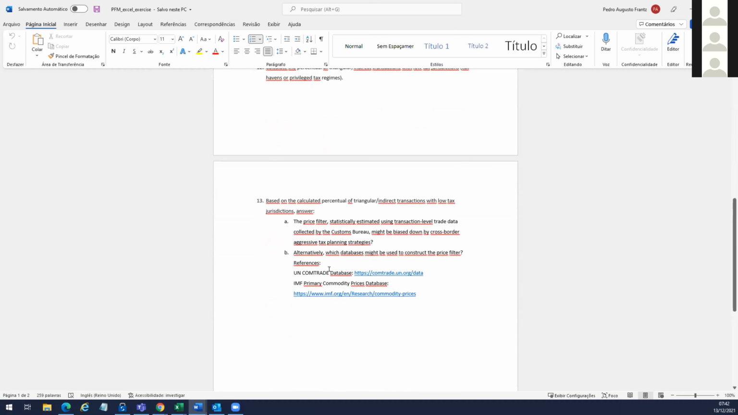Reference the UNCTAD database, the link is here. The IMF primary commodity price database, the link is here.